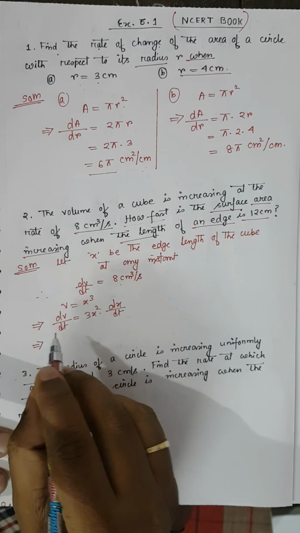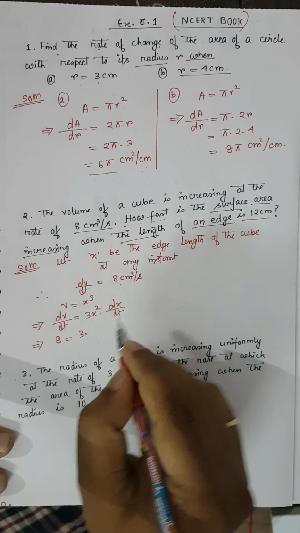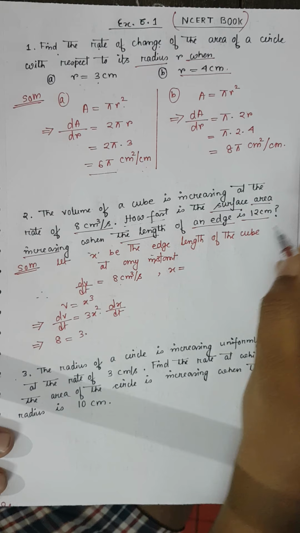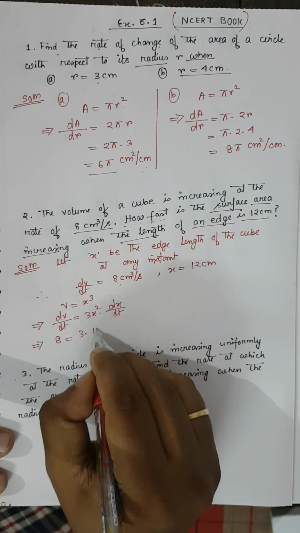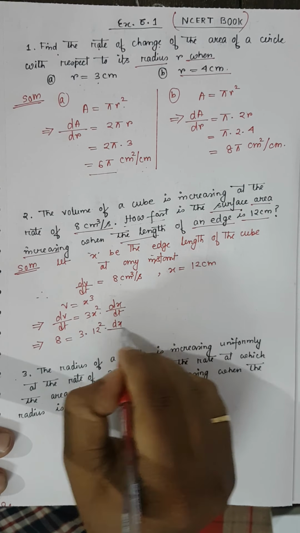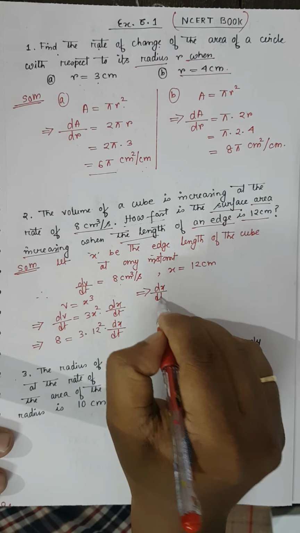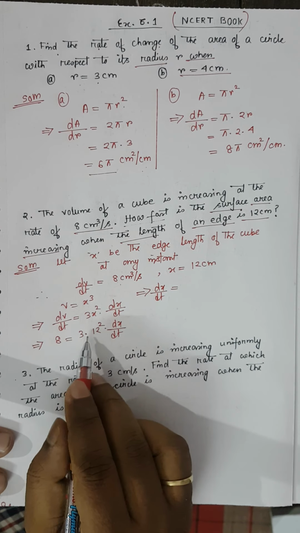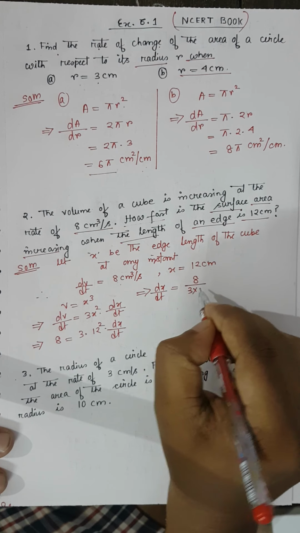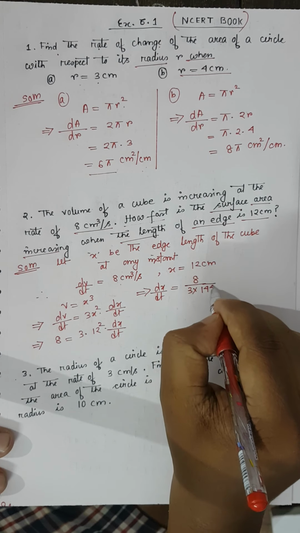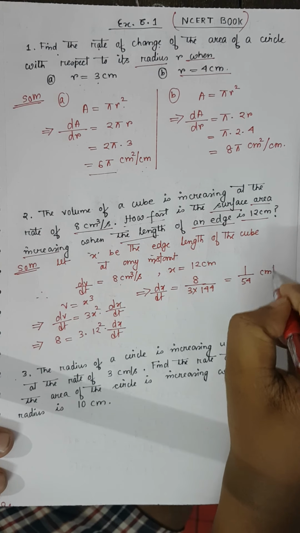So put the value of dV by dt. This is equivalent to 8 equals 3x square dx by dt. We are also given that at the instant x is equal to 12 centimeter. So if I put x equal to 12, from this I will find the value of dx by dt. If you calculate, you will find that this is equal to 8 by 3 into 144, so it will be equal to 1 by 54 centimeter per second.